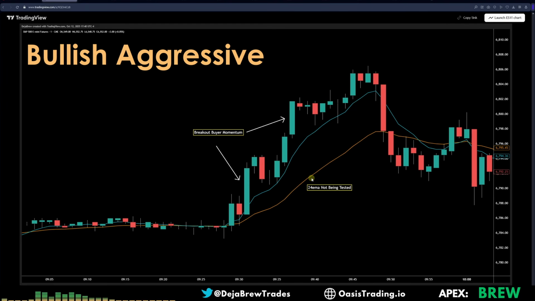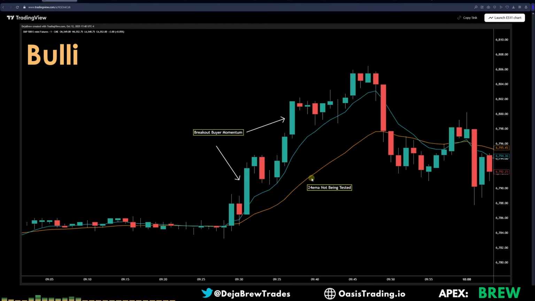You don't have to wait for those pullbacks into the 24 EMA or the prior bar lows. And maybe if you were waiting, you're not even going to get a trade anyway. So on these type of days, those are the days you really want to be a breakout buyer, or possibly just sitting on your hands and waiting for a shift.